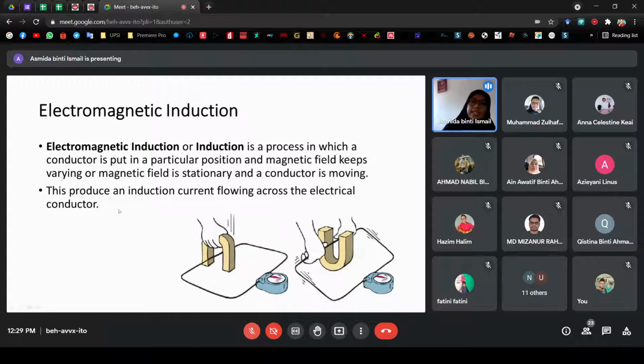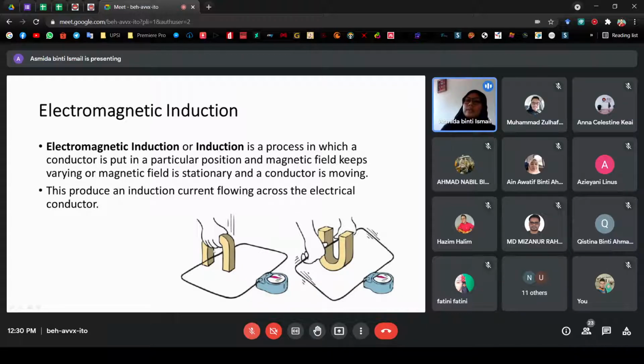So in this case, electromagnetic induction can be produced when you move this bar into this wire, or you move this wire into this bar. Either you move this bar through the wire, or you move the wire in this bar, it will produce electromagnetic induction. Akan terhasilnya aruhan elektromagnet. So if aruhan elektromagnet is produced, it means that akan ada arus mengalir.